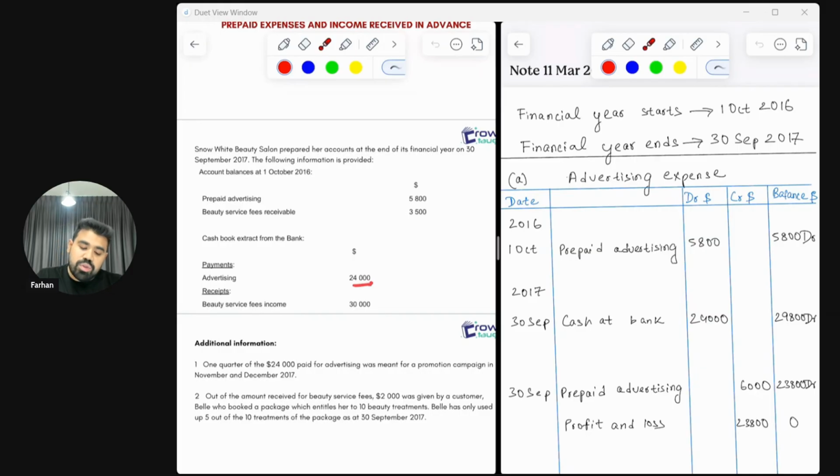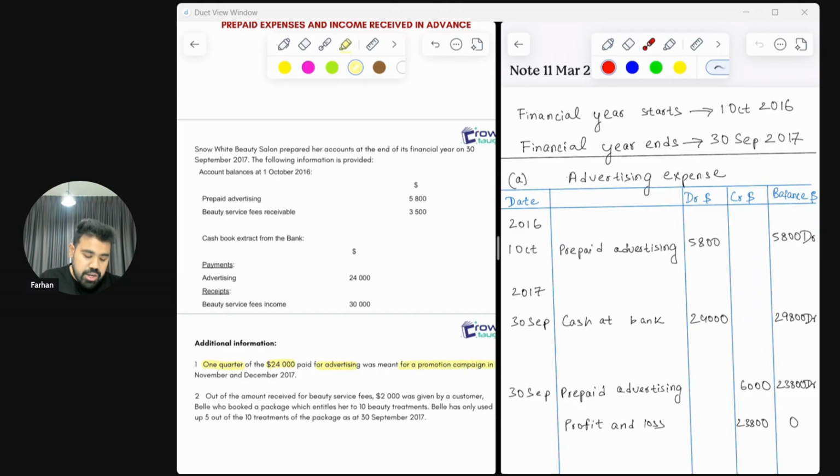So what is happening within this advertising expense account is we're recording the entry for cash at bank on the debit side because this refers to the payment that we have made specifically for the advertising expense on 30 September 2017, and that was $24,000. So altogether, $24,000 added to $5,800, both of which are debit balances, gives us a final balance of $29,800 debit.